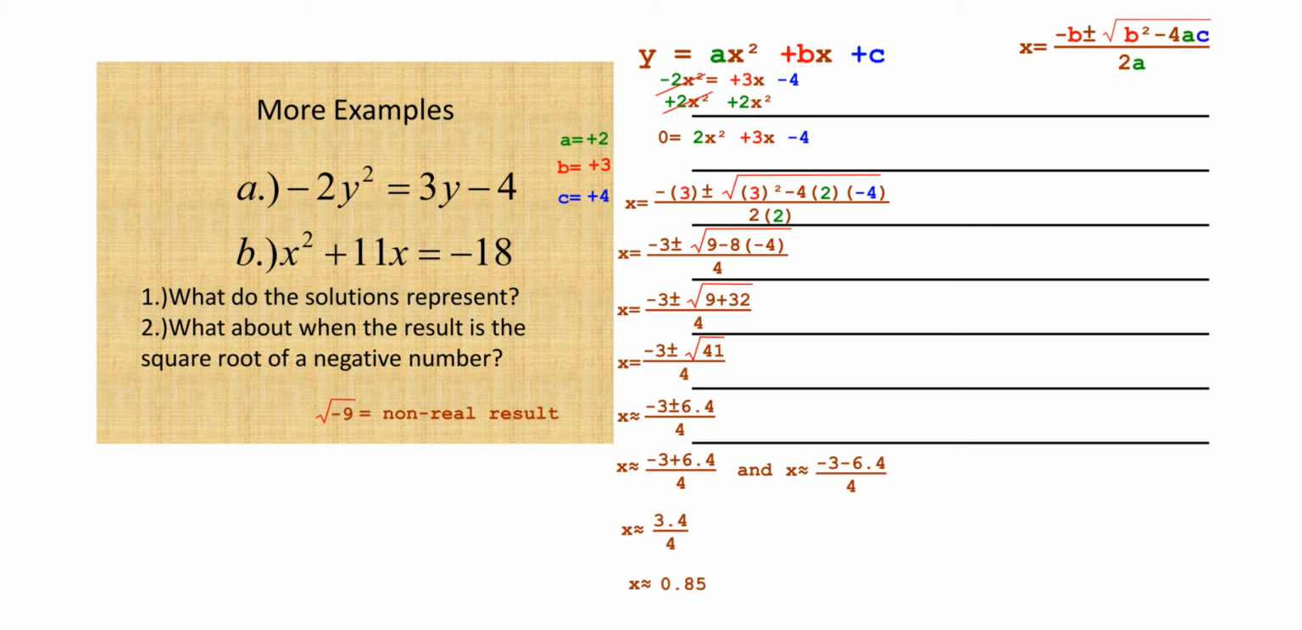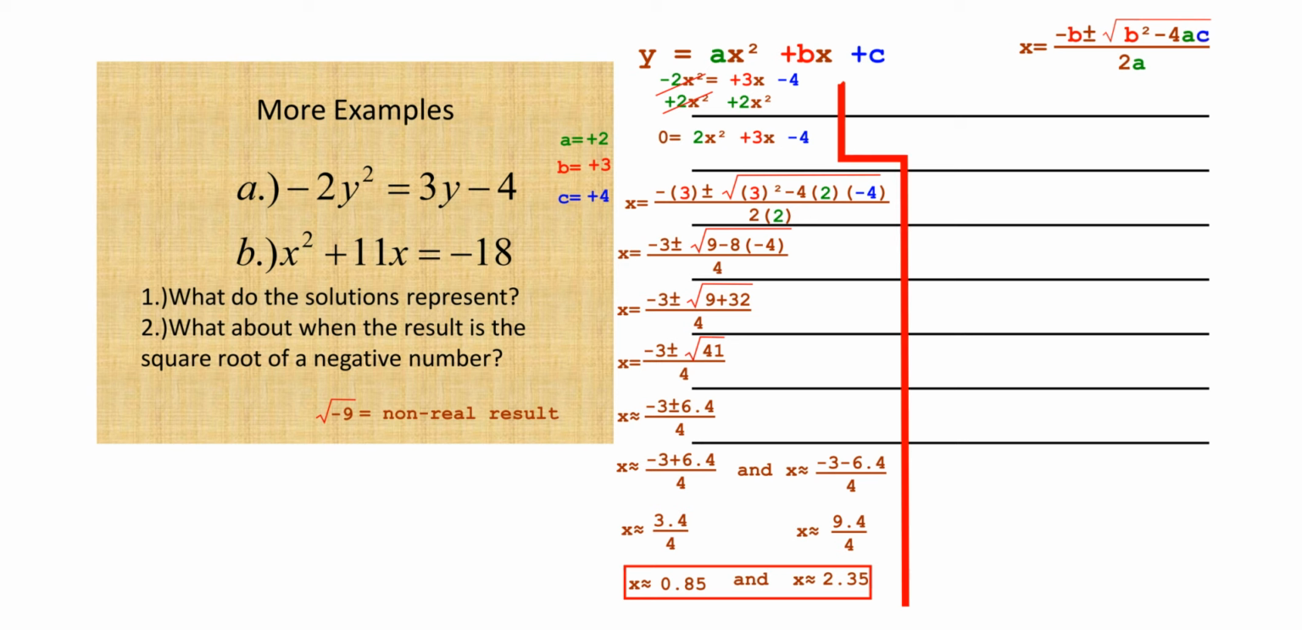So there is our first answer. And let's go for the second answer. Negative 3 minus 6.4 will give us negative 9.4. So 9.4 divided by 4 should give us 2.35. Whoops, I see I missed my sign there. I'll come back and fix it in a minute. So I have 2 errors to fix. So that should have been a negative 2.35. Be aware of that.